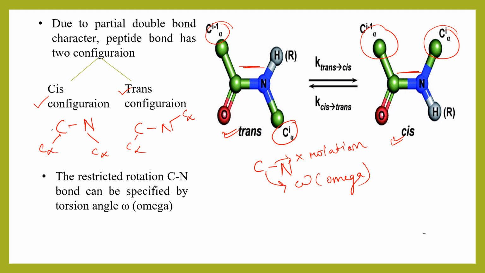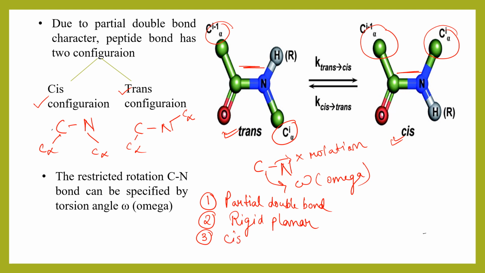So what we have discussed about peptide bond is that the peptide bond has a partial double bond character. And due to partial double bond character, it has a rigid planar configuration. And due to partial double bond character, it also exists in cis and trans configuration. And the restricted rotation is specified by torsion angle omega. So these are a few characteristics of peptide bond.